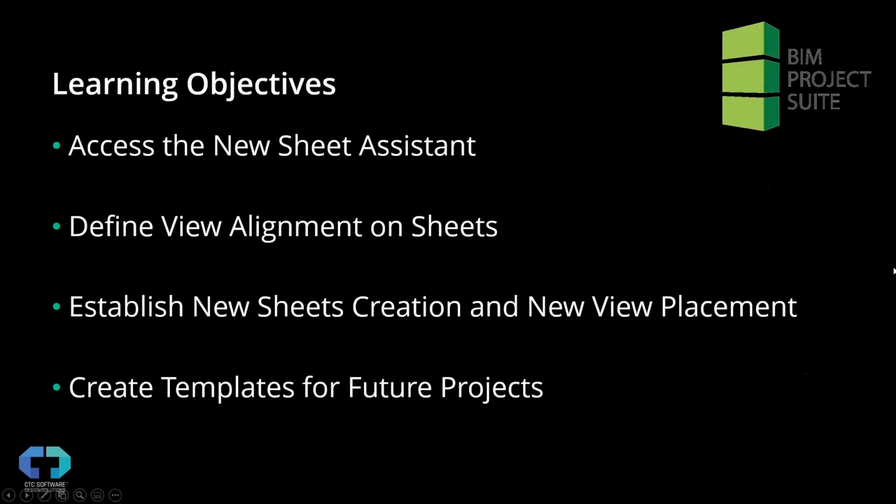What I hope to get across today for everyone is where to access the new Sheet Assistant app, what tool set it is a part of, and where you can find it in Revit, and then we're going to focus on three key areas. We're going to define view alignments on sheets, and a couple of quick and easy ways to go about doing that. We are going to generate a bunch of new sheets and place views on those sheets, whether it's an existing view or a new view. And at the same time, we are also going to create a configuration file or a template so that it can be used on additional projects that you've got going simultaneously or for a future job later on down the road.